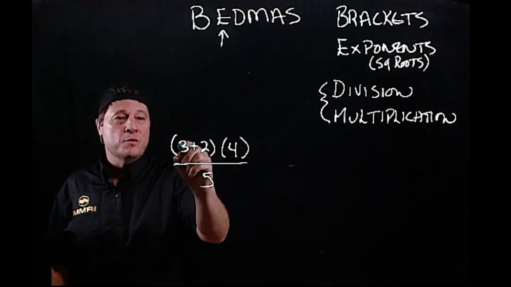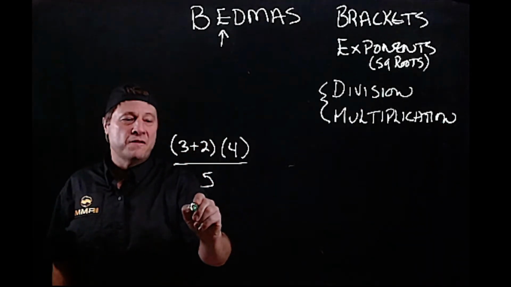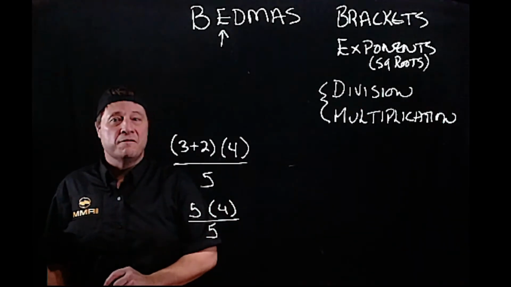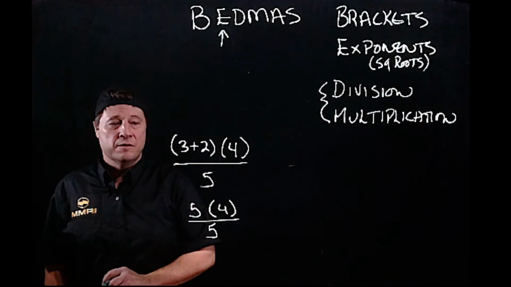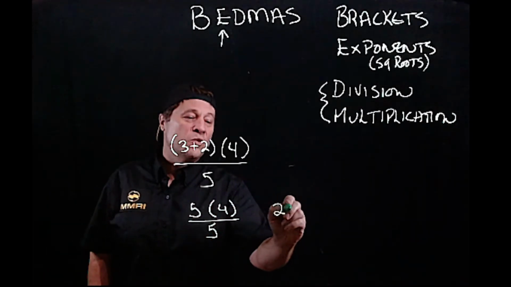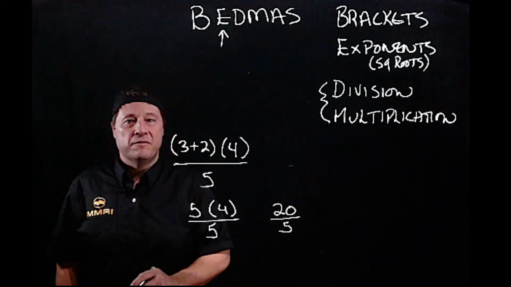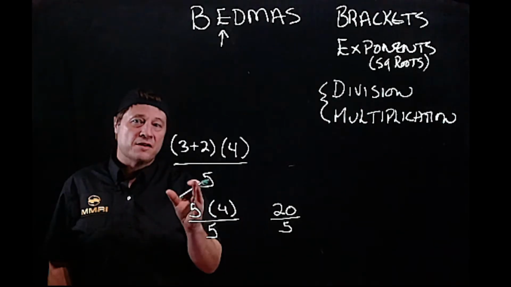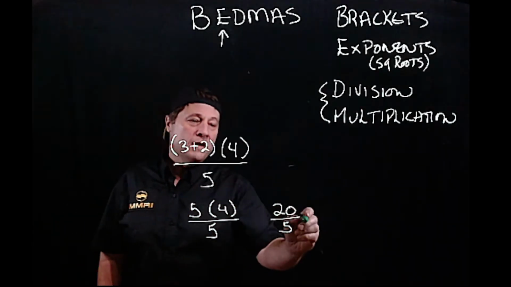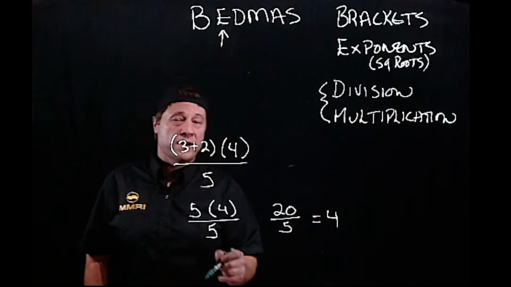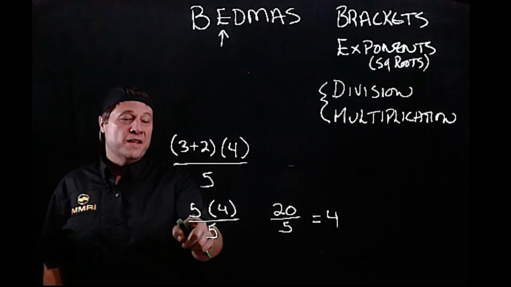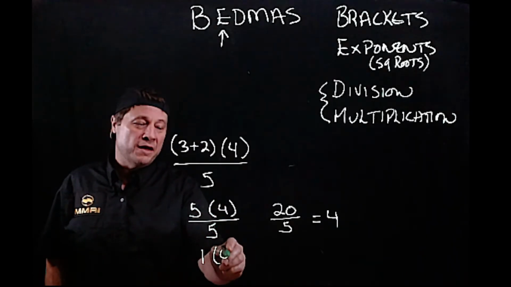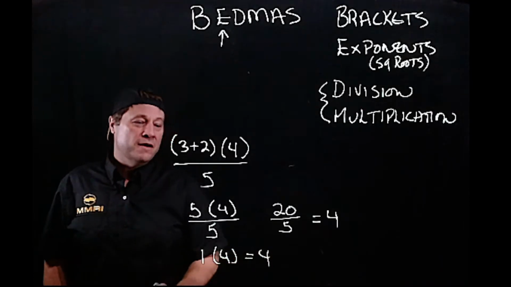So in this case, we would solve the 3 plus 2, right, which is 5, and then we would multiply that by 4 before we divide by 5, right? So 5 times 4 would be 20, and then we divide by 5, right? And we have to look after these equations in the order in which they appear. So we know that 20 divided by 5 is 4. Now, if we did 5 divided by 5, that equals 1. And then we multiply that by 4, then it equals 4, right?